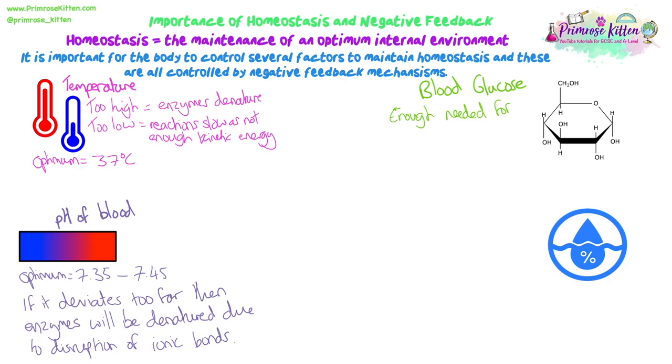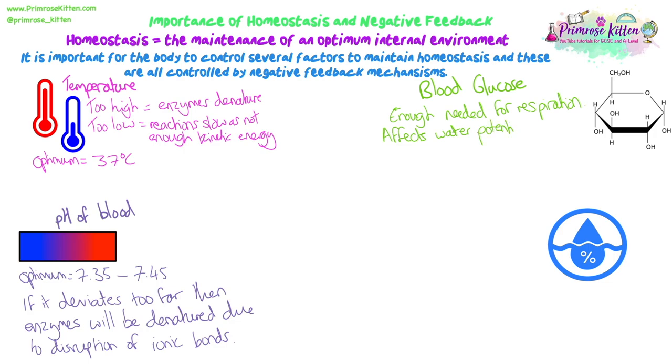It's important that we have enough glucose in the blood, that we have it there to be transported for various processes, specifically respiration. But also, the presence of glucose in the blood actually affects water potential. If you think about it, it's a dissolved substance, it makes a solution. So if there are too high blood glucose levels, so you've got a lot of glucose dissolved in your blood plasma, the water potential of your blood will be lower.